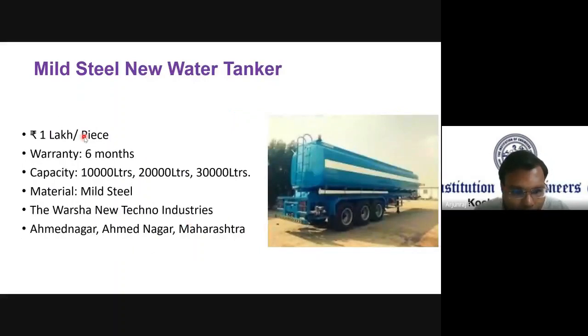You have another company called Versa New Techno Industry, which is located in Ahmednagar in Maharashtra, and it is coming up with three different capacities: 10,000, 20,000, and 30,000 liter. And they are also giving a warranty of 6 months, and the price is going to be 1 lakh per piece.